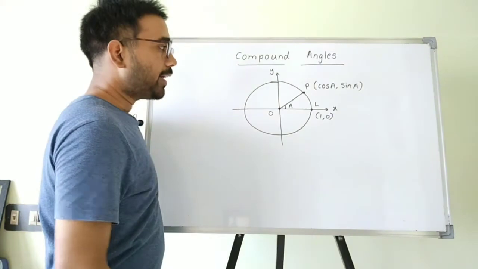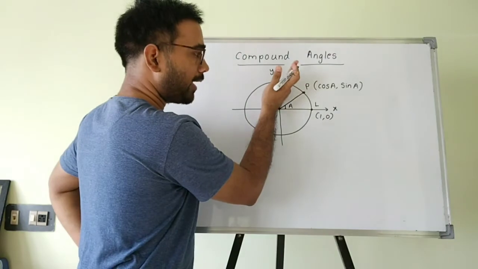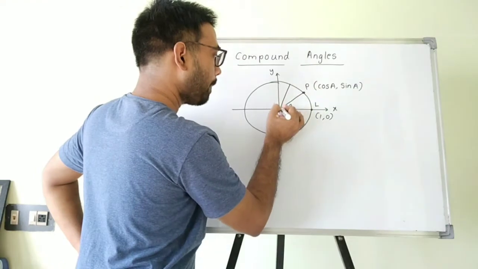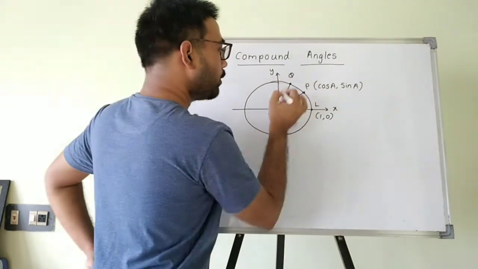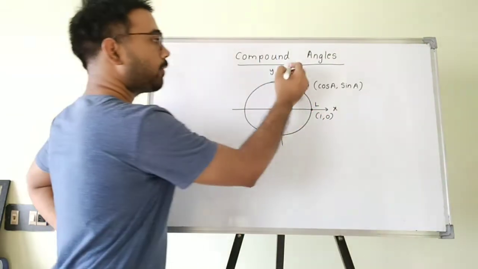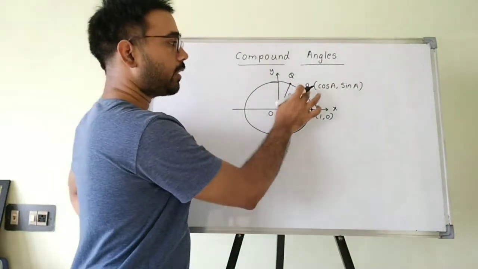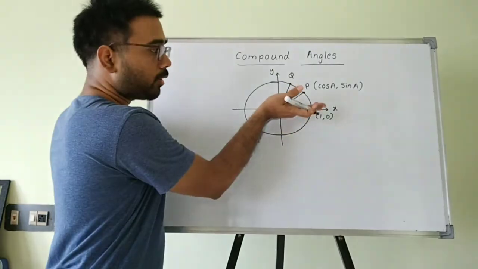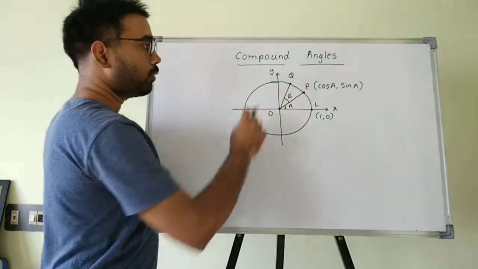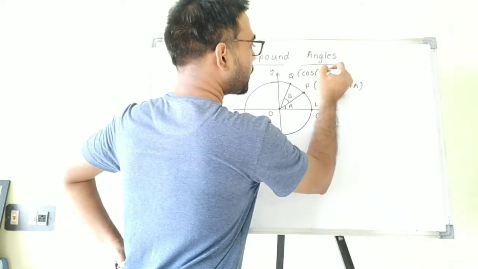Now let us take angle B as well. Suppose from point P, we move angle B in the anti-clockwise direction. Let's say we arrive at the point Q. This angle is again angle B, right? Now if we want the coordinates of Q, by the same procedure, if this angle is A, the coordinates are cos A, sin A. Now the total angle is A plus B, so the coordinates of Q are going to be cos of A plus B, sin of A plus B.